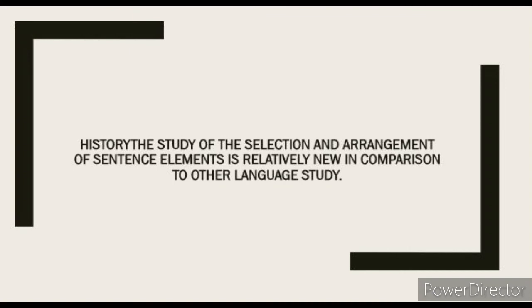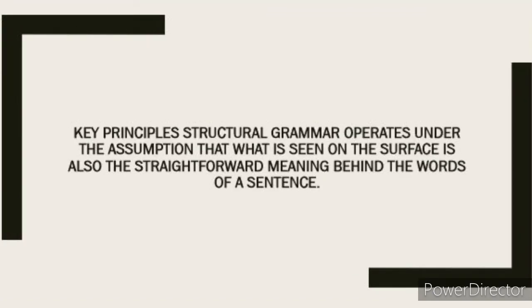In practice, structural grammar may be taught in an English as a second language course. Structural grammar operates under the assumption that what is seen on the surface is also the straightforward meaning behind the words of a sentence. Everything is accepted literally and at face value, and no attempt to identify implied meaning is made. The fact that the choice and arrangement of sentence elements creates absolute meaning makes structural grammar a foundation for being understood. Once a person has an absolute meaning, he can look beyond it to the implied meaning if desired.